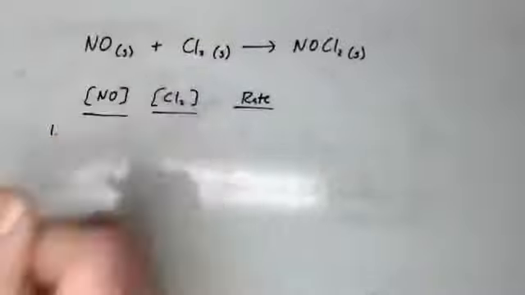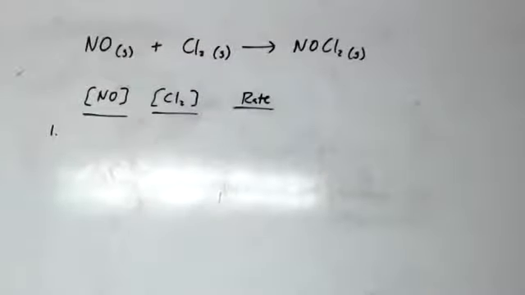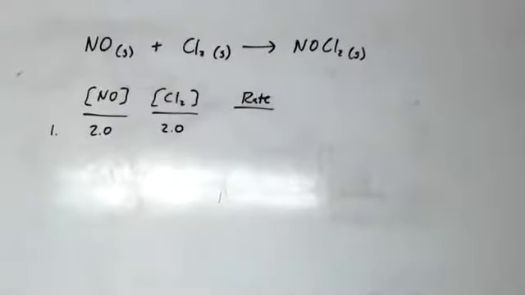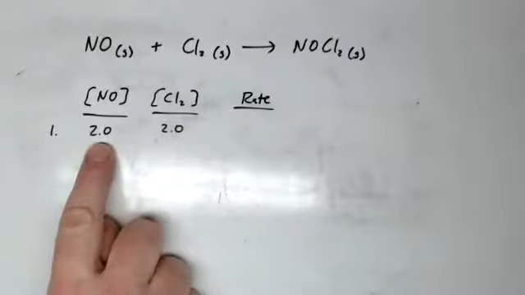And I'm going to do as a first experiment a baseline. So in my baseline here, I'm going to use the same concentration of both of my reactants and see what the effective rate is. Now, what about this here? This is 2.0. Don't we need units?